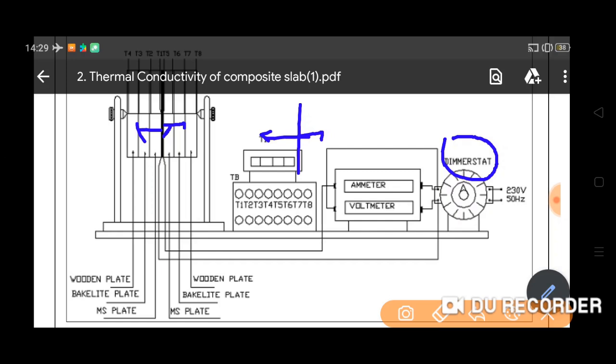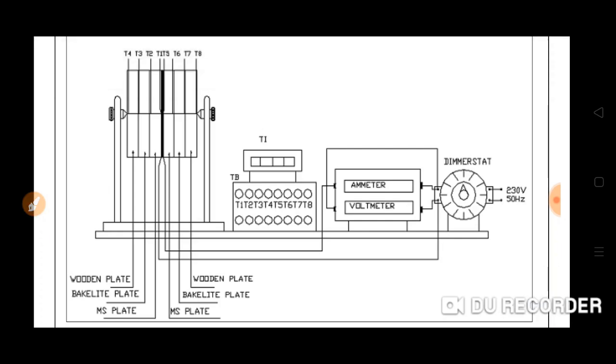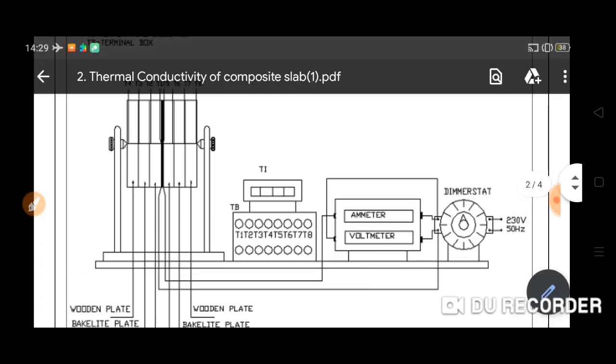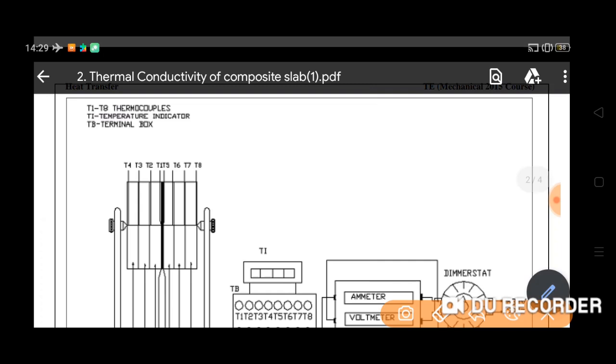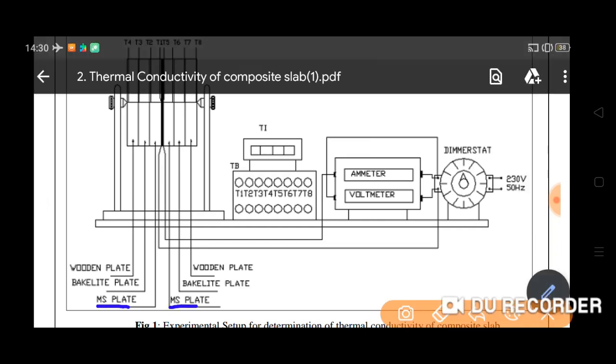You can see the arrangement of temperatures; I think we have seen that part. Here we have T1 and T5, in either direction, either side of this heater coil. Similarly, these two mild steel plates are equally arranged.